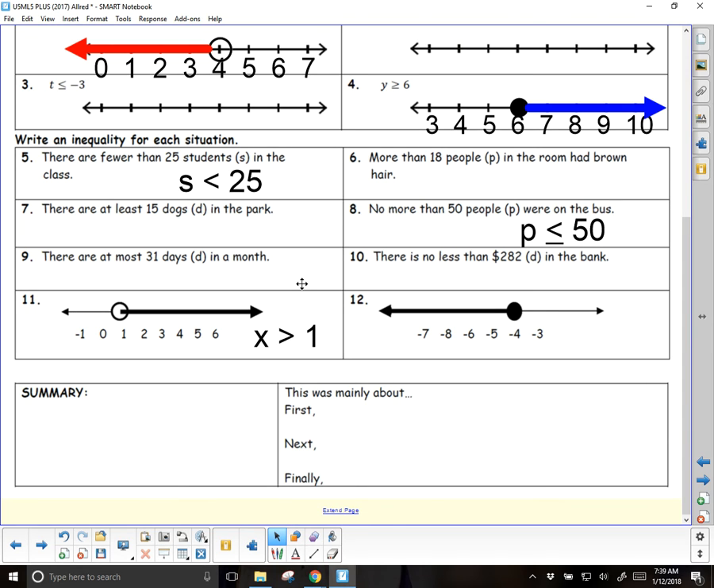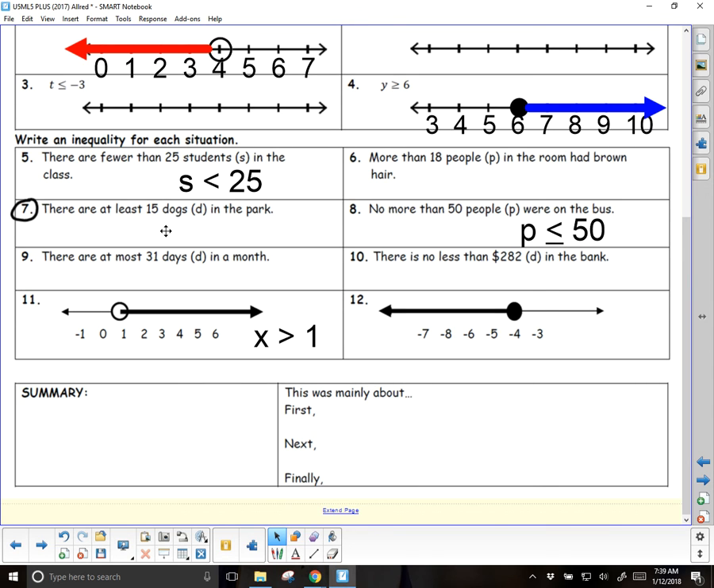Awesome job so far. The last thing Edpuzzle is going to ask you to do is to read number 7, and you're going to try to write an inequality for number 7. It's going to give you some multiple choice options, and I'll show you if you're right or not when we're done. It says there were at least 15 dogs in the park.